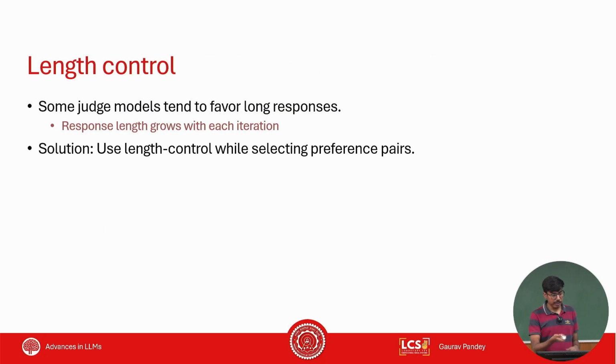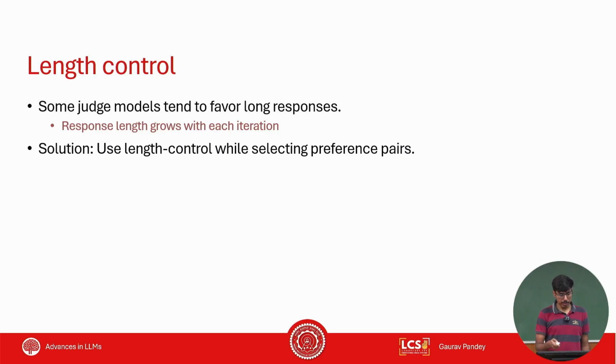Okay, this is the length control part, which Professor Tanmay was referring to, but it's not in the GRPO setting. This is in the DPO setting. The issue is that when you keep on doing this, many of these judge models tend to prefer longer responses. They like coverage rather than precision. They like recall more than precision. They want the response to cover all aspects. As a result, your response length tends to grow with each iteration.